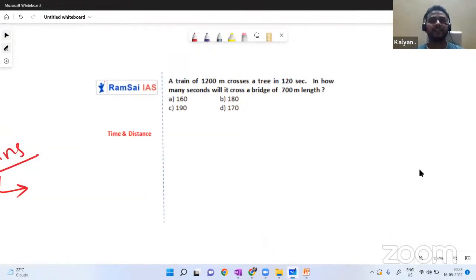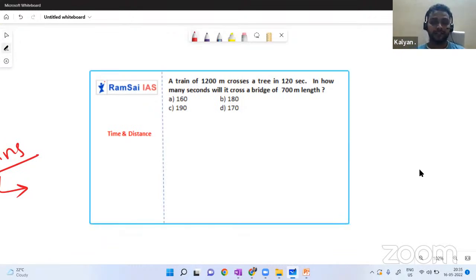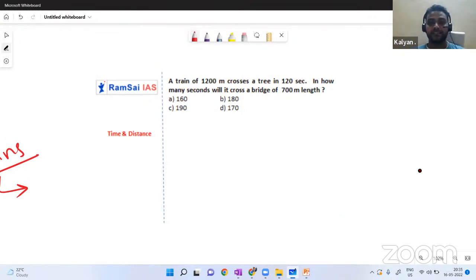Okay. A train of 1200 meters crosses a tree in 120 seconds. In how many seconds will it cross a bridge of 700 meters? So from the first line, the train of 1200 meters crosses a tree in 120 seconds. From this, you can find the speed of the train.